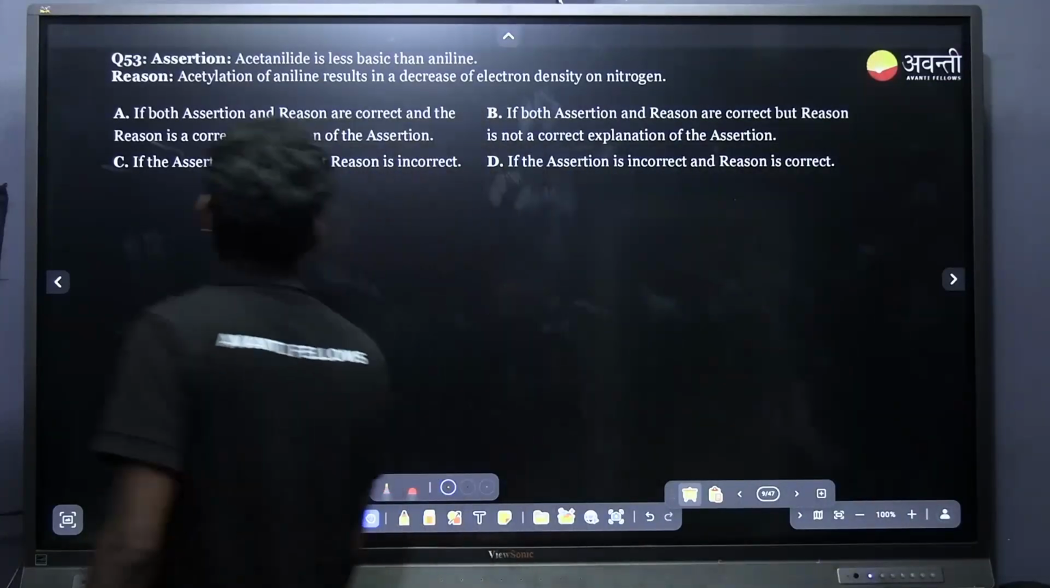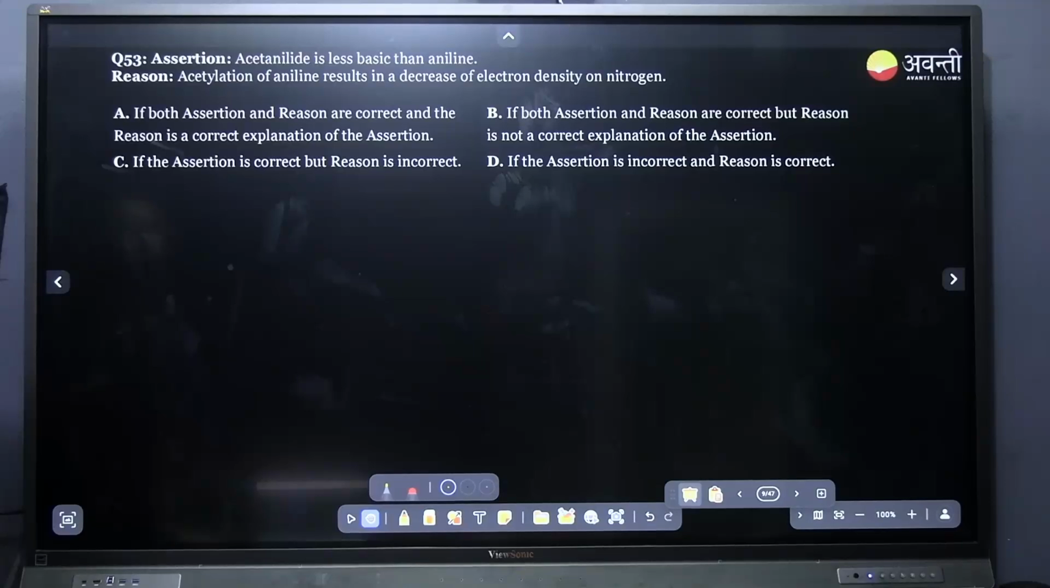Assertion: Acetanilide is less basic than aniline. Reason: Acetylation of aniline results in a decrease of electron density on nitrogen. Tell me guys, what is the answer? Option A, B, C, D. Who is going to give the answer? Option A. Are you sure option A is correct?